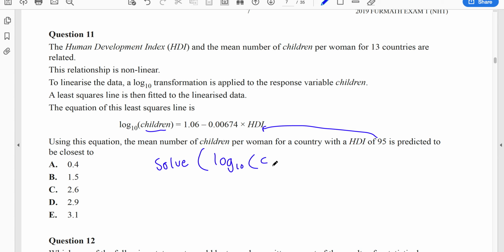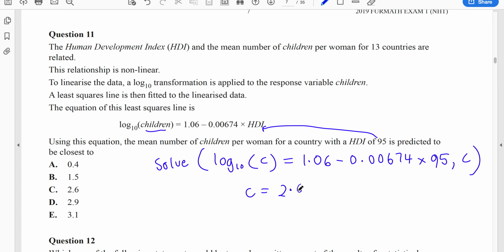Now, in terms of the variable, I'm just going to put C, because you don't need to put children, equals 1.06 minus the 0.00674, and the HDI is 95, so I'll put times 95. Then, of course, I put comma C so that it will solve for C, and the value comes out as 2.628, so rounded closest to 2.6. So question 11 was C.